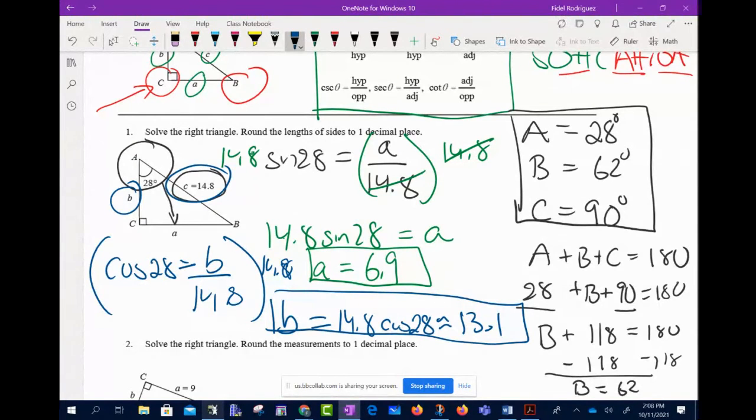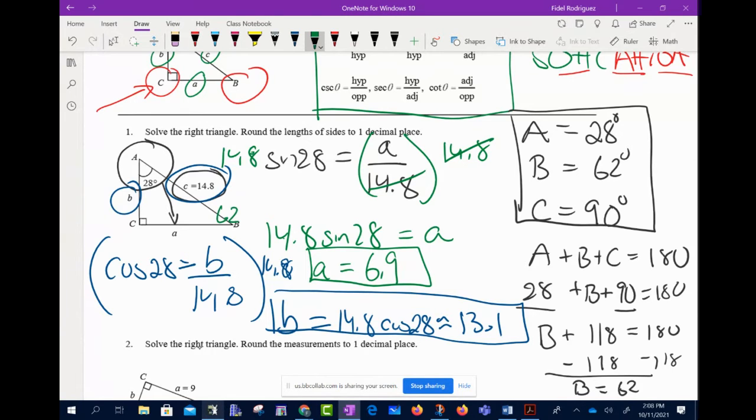Okay. So guys, a little while ago, when I asked you how could we find b, John says, well, look, the cosine of 28 is b over 14.8. We could also use the Pythagorean theorem. Is there any other trig function we could have used? Did we ever find out what angle B was equal to? Yeah, we could use tangent also. Did we ever find what angle B was equal to?